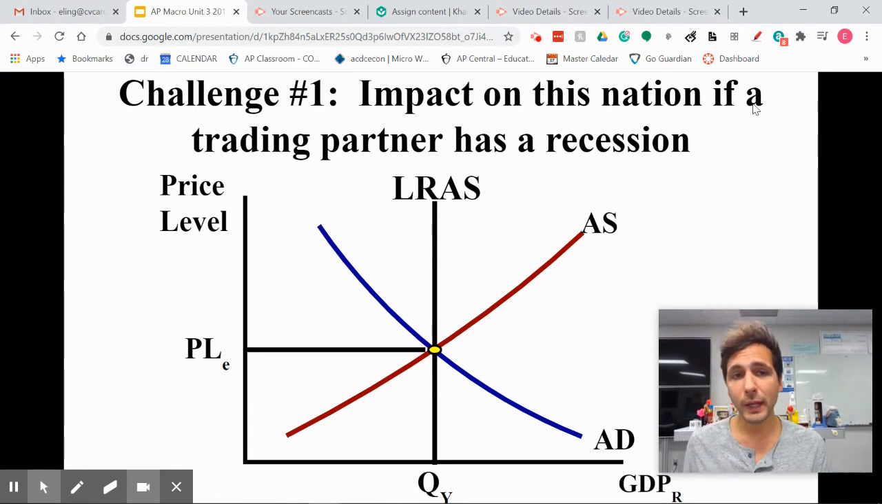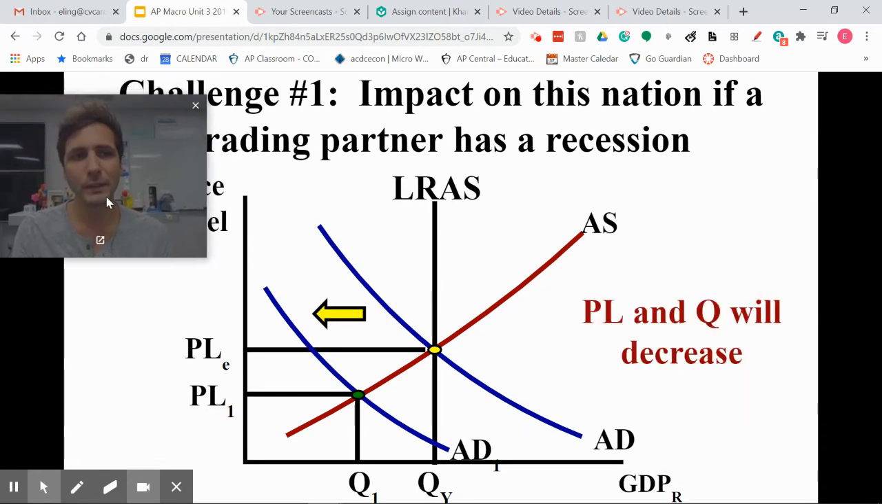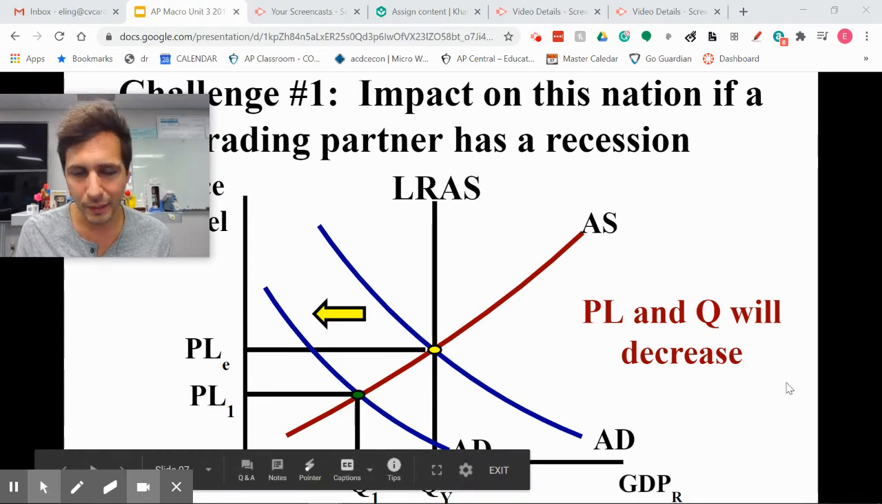Congratulations. If a trading partner has a recession, it means incomes in other nations are falling. If they have less money, they can buy fewer of our exports. When they buy fewer of our exports, net exports, which is one of the four elements of aggregate demand, four elements of GDP too, is going to fall. When net exports falls, you're going to see aggregate demand fall as well. So aggregate demand will shift to the left. When it shifts left, we know already that price level and quantity are going to decrease.